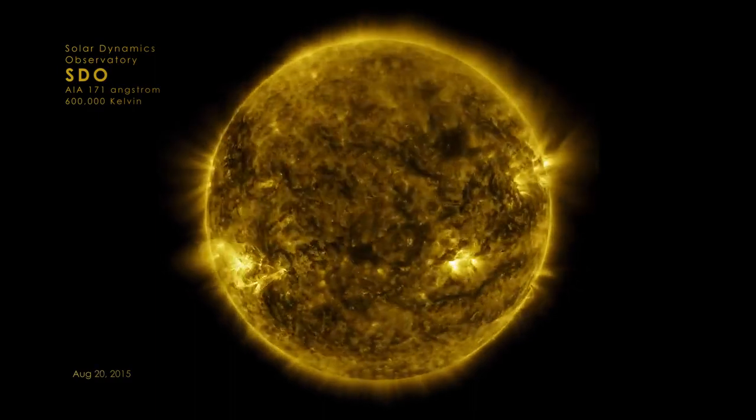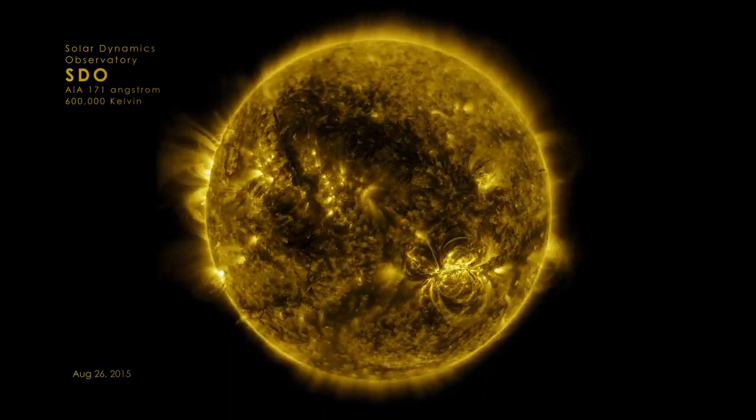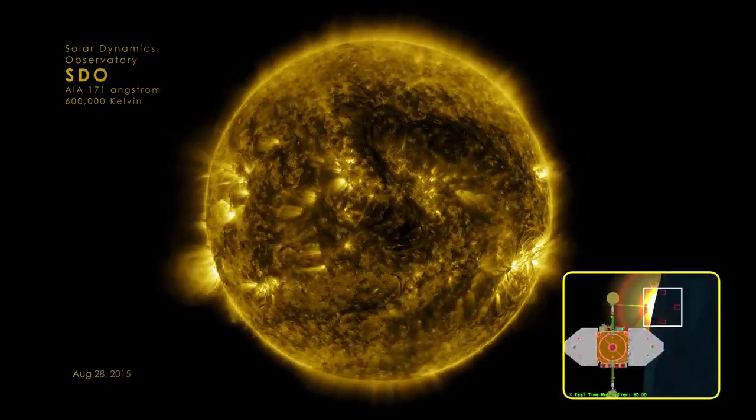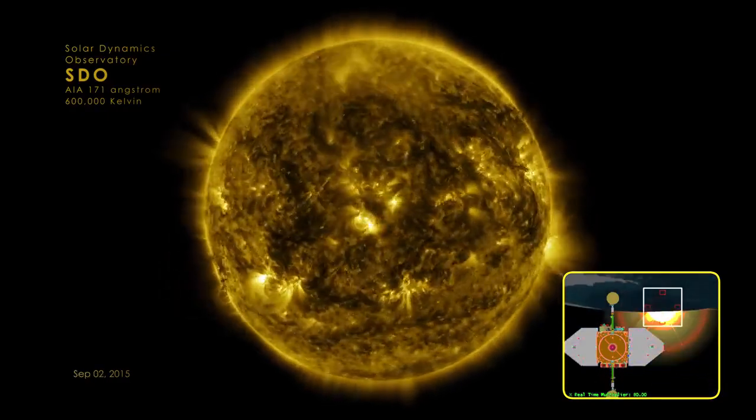When we see the frames go dark, that's eclipse season. So that's when the Solar Dynamics Observatory, which is orbiting the Earth, goes behind the Earth, and the Earth is between the Solar Dynamics Observatory and the sun, and so the Earth eclipses the images.